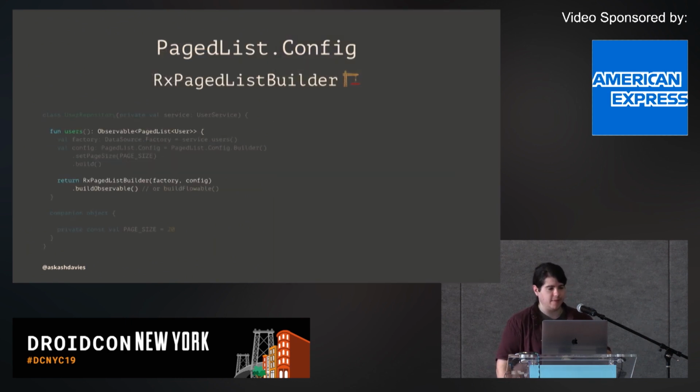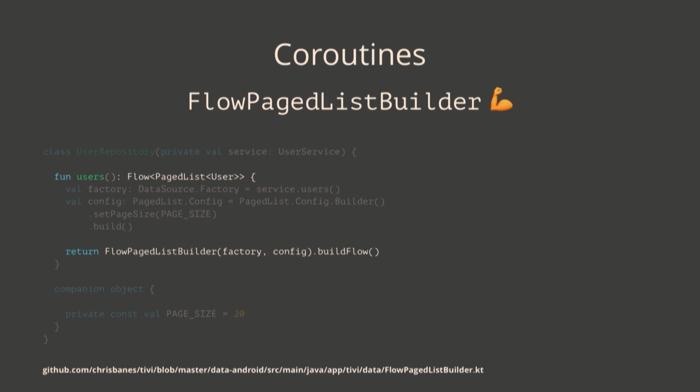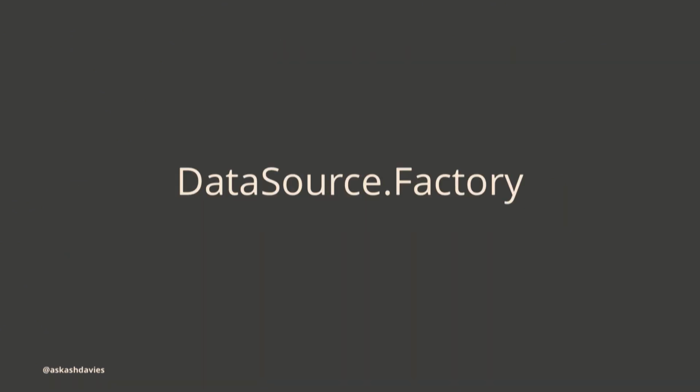So let's go back to our config. You can use RX page list builder, as I mentioned, to return RX types. Or you can use the flow page list builder to return a flow. The APIs are the same here. They don't actually implement the same, there isn't a common interface, but they do have the same APIs, and they're really quite straightforward to use. So jumping back to our DataSource factory, how do we retrieve one of these? How do we build one of these?